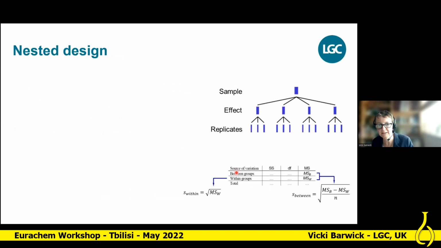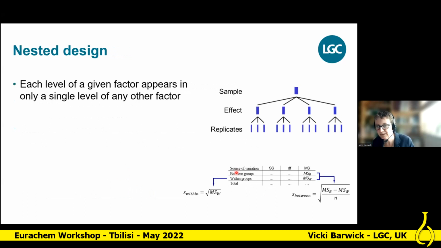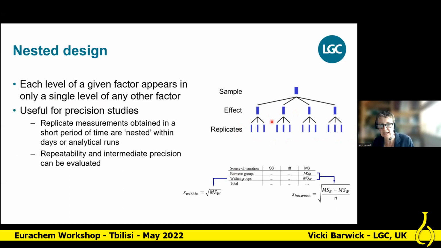A slightly more complex design is our nested design, which I've illustrated here. This is where each level of a particular factor appears only in a single level of any other factor. And where you might see this in validation is particularly where you're trying to evaluate precision over varying conditions, so maybe over different days or using different analysts. So here we have replicate measurements that are nested, for example, within an analytical run.